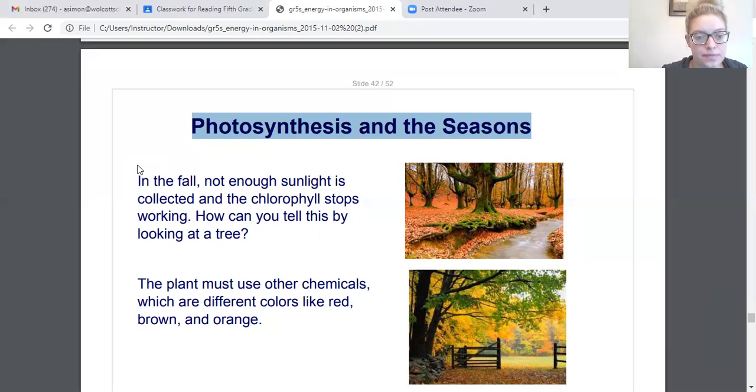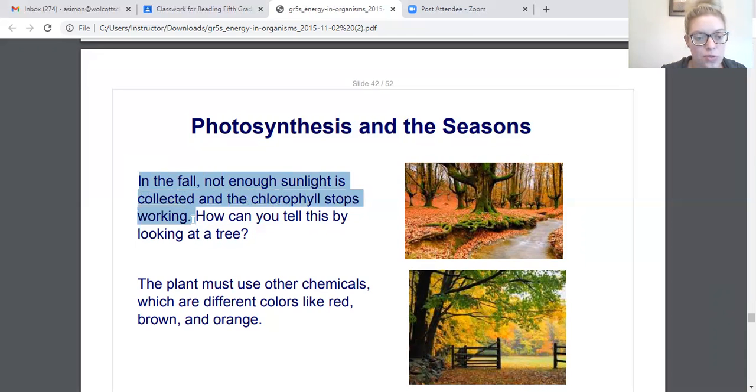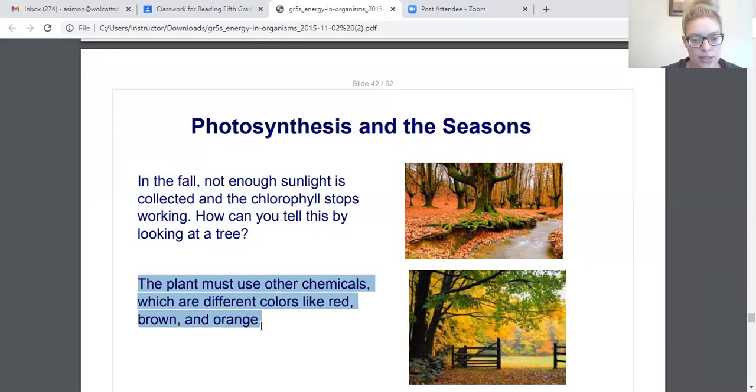Okay, so go ahead and write this down. In the fall, not enough sunlight is collected and the chlorophyll stops working, and the plant uses other chemicals which are different colors like red, brown, and orange. The green isn't going to come out because there's not enough sunlight for the chlorophyll to work. So the plant tries to stay alive by using other chemicals which cause it to turn different colors.